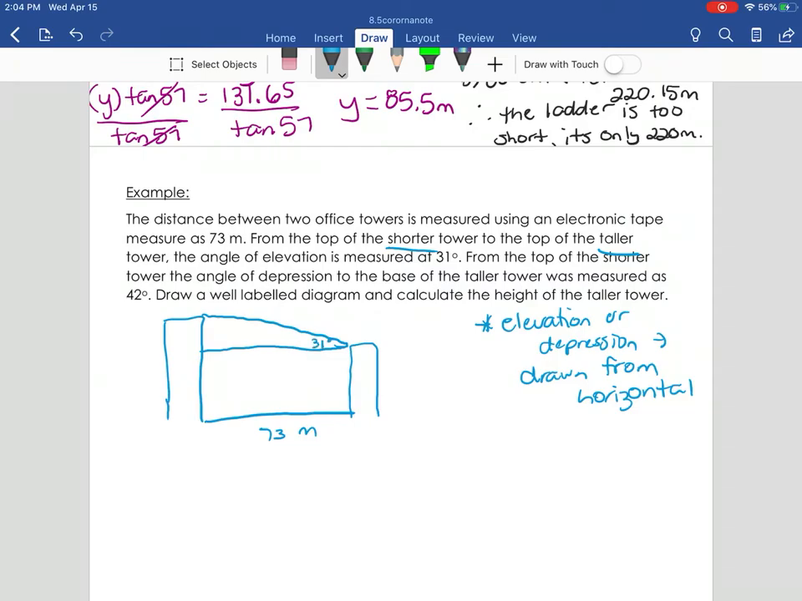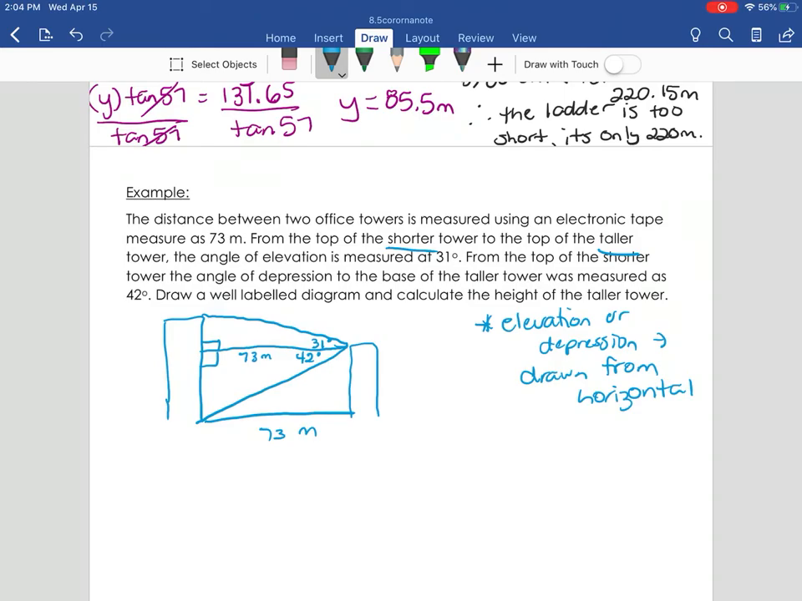Then that angle in there is 31. And then from the top of the shorter tower to the base, or the bottom of the taller tower, the depression is 42. Okay, so then again, there you go. If you had a ruler and could draw a picture nicely, you would see two nice right angle triangles. The 73 meters sort of looks tricky, but the horizontal distance is 73 meters, right? It doesn't matter if it's measured on the ground in this case.